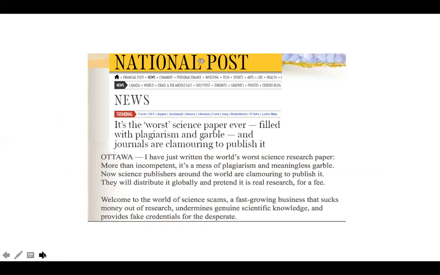So I recommend you read this article that talks about predatory journals and how the world of science has become a fast-growing business that unfortunately sucks money out of researchers, and there are so many different kinds of scams out there that we have to be careful with.